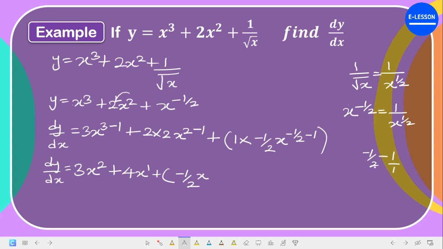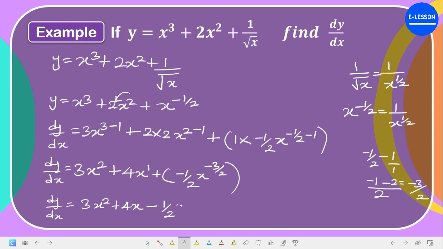Minus half minus 1, this over 1, because anything over 1 is still the same thing. So this gives us 2 divided by 2 is 1, times minus 1 is minus 1, minus 2 divided by 1 is 2, times minus 1 is minus 2. This gives us minus 1 minus 2 is minus 3 over 2. So our dy/dx will be 3x squared plus 4x, minus half x raised to the power of minus 3 over 2.